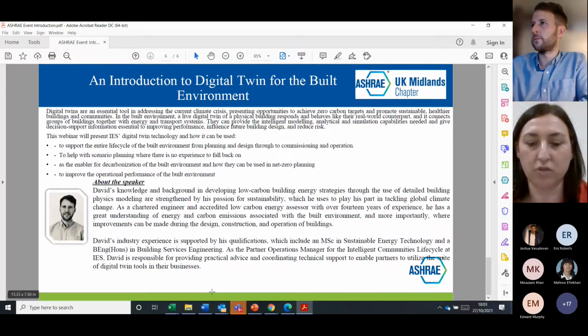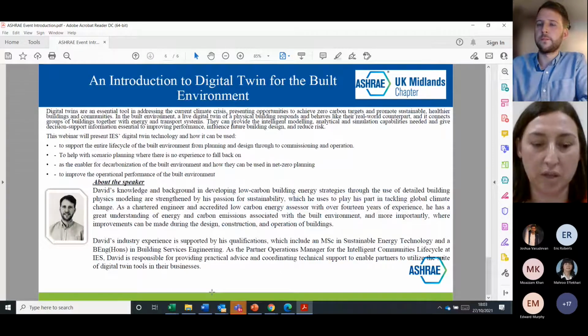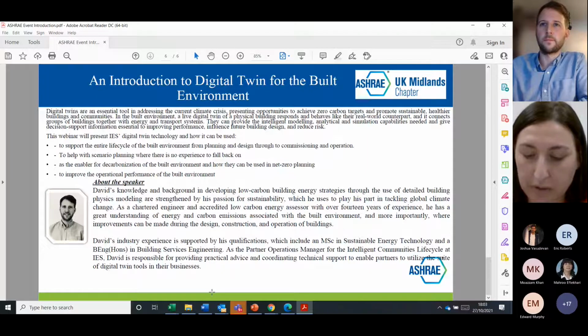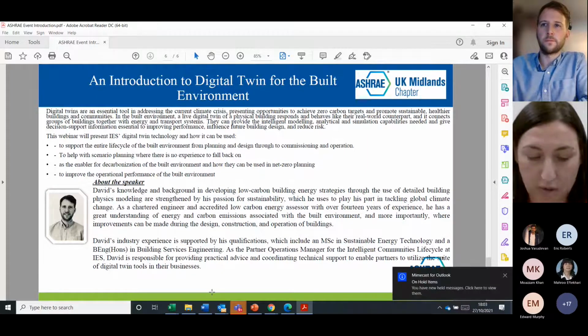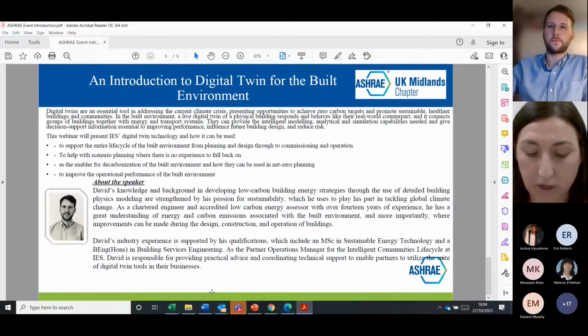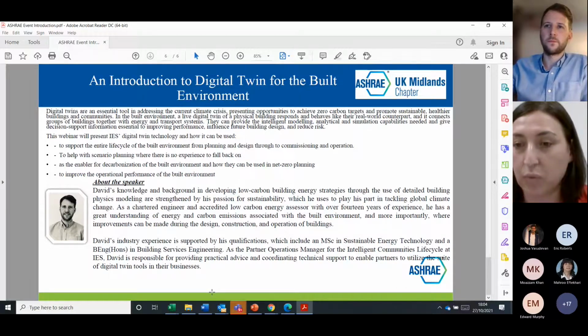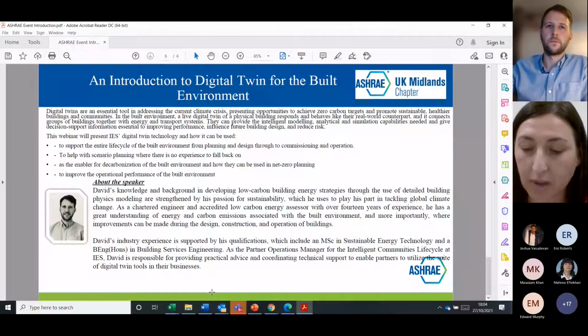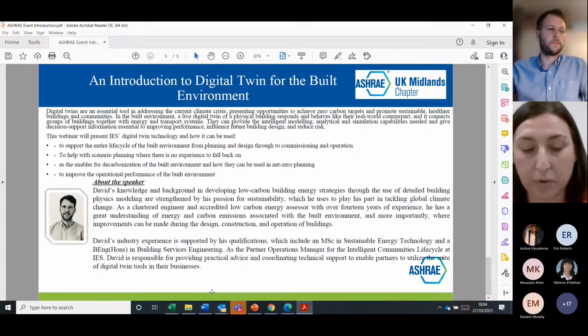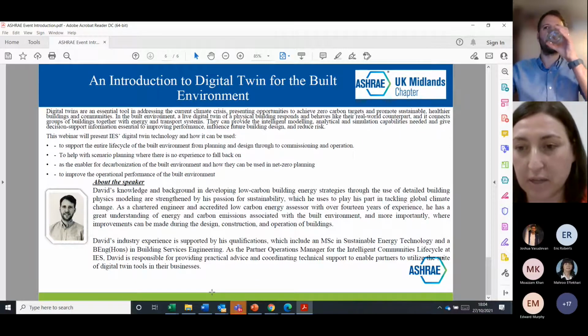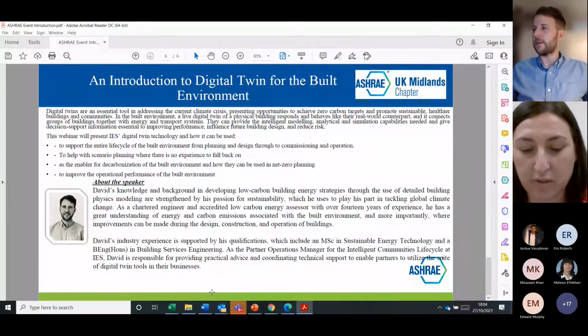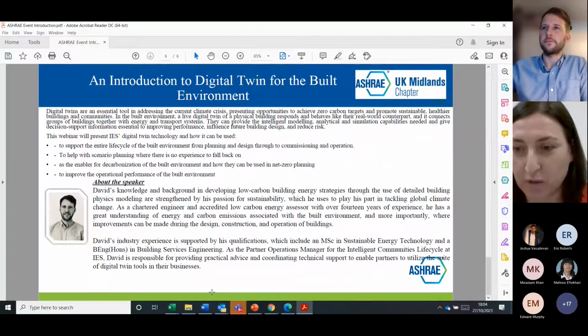Without further ado, just a quick introduction to our presenter. David Ross is the Partner Operations Manager for the Intelligent Communities Lifecycle at IES. He's a chartered engineer and accredited low carbon energy assessor with over 14 years of experience. Especially at the moment, with the climate crisis and companies looking to reduce their carbon emissions to achieve net zero carbon buildings, I think digital twin is definitely gaining a lot more momentum. So thanks to David, he's going to show us how this could be achieved. Over to you, David.